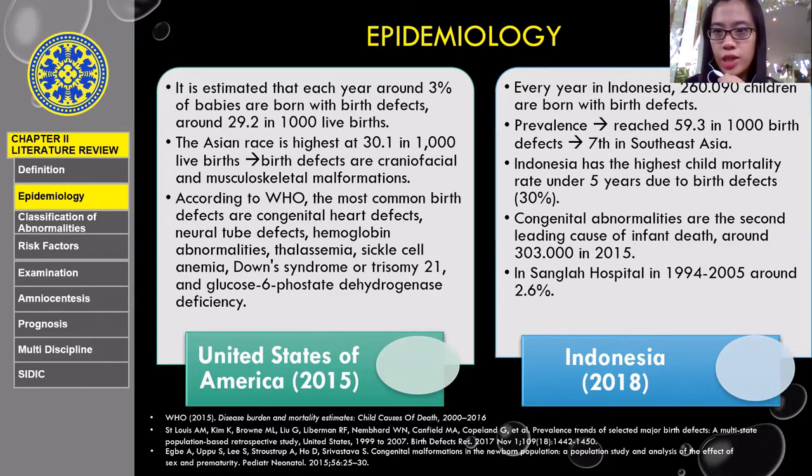While in Indonesia, every year we have 59.3 in 1,000 birth defects. We rank 7th in Southeast Asia, and Indonesia has the highest child mortality rate under 5 years old due to birth defects. And in Sanglah Hospital itself, we have around 2.6% of these birth defects.